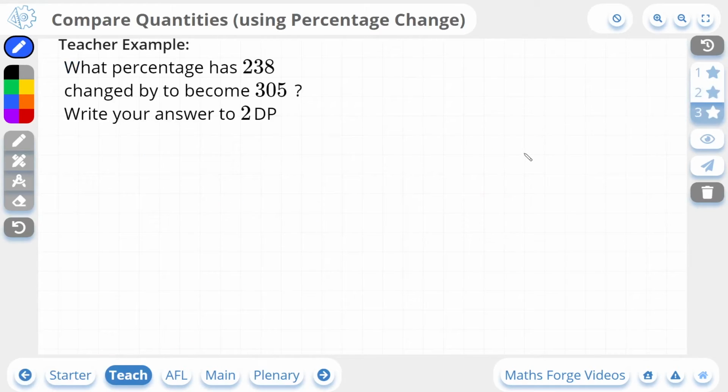Now let's do a 3-star example. Here they're asking us what percentage has 238 changed by to become 305. So we can see straight away that this is a percentage increase since 305 is larger than 238. So I'm going to take my 238 and increase it by a percentage. So we're going to multiply it by 1 plus to show that it's increasing the percentage it's increasing by over 100, and this is equal to 305.